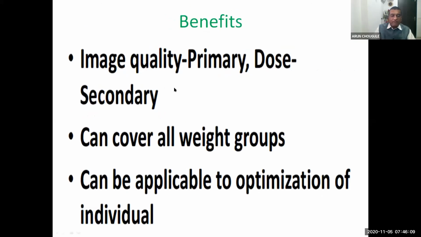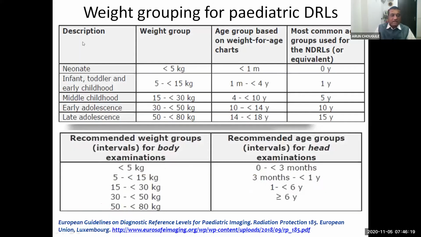So the benefits of the DRL are: image quality primary if you take it, dose secondary, and overall weight group can be applicable to optimization of the individual. And here you can see for pediatric patients, the weight groups less than 5, 5 to 15, 15 to 30, or age groups 1 year, 5 year. This is what is recommended for the body examination: weight groups less than 5, 5 to 15, 15 to 30, or age groups less than 3 months, 3 months to 1 year, 1 to 6, more than 6. So this is what has been published in the literature.